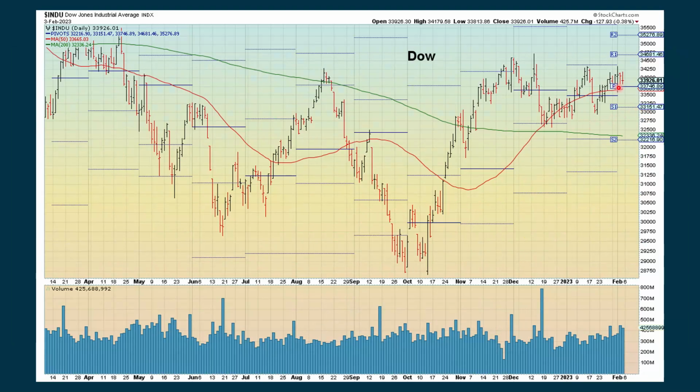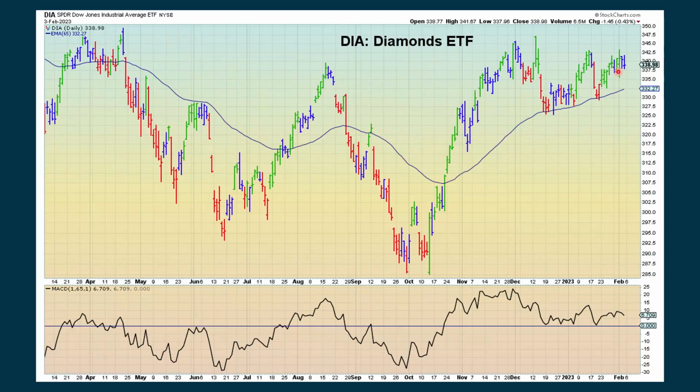The Dow, which is starting to lag where it had been really leading going back from October through the early part of December. It's pretty much chopping sideways now, but it's hanging in there with an overall uptrend. The diamonds have switched back to neutral.